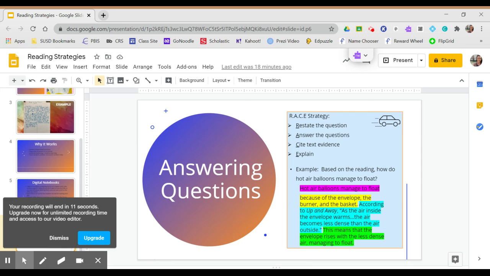So we can see that the RACE strategy as a whole is definitely a lot easier to do, pulling from our notes in the double entry journal.